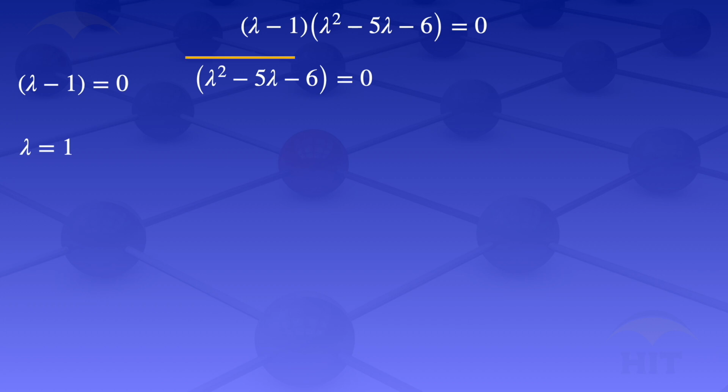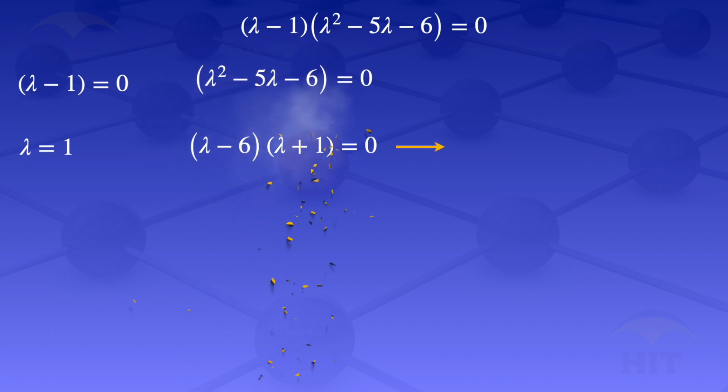Now looking at this part here, you can try to factorize. Try to find two numbers which, when you multiply them, give us a minus 6, and when you add them, give us a minus 5. Those numbers are minus 6 and 1. So we can factorize that part to lambda minus 6 multiplied by lambda plus 1 is equal to 0, which would then give us lambda is equal to 6 and lambda is equal to minus 1.